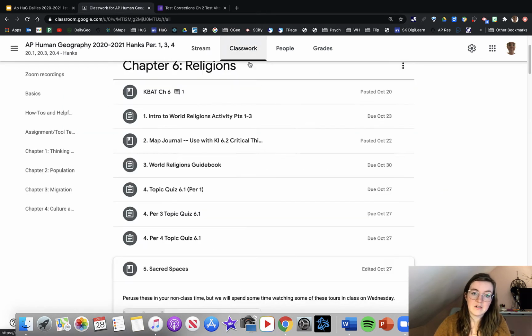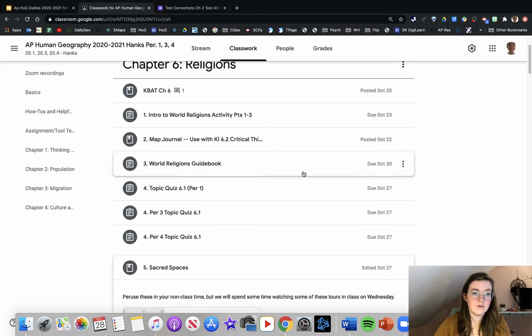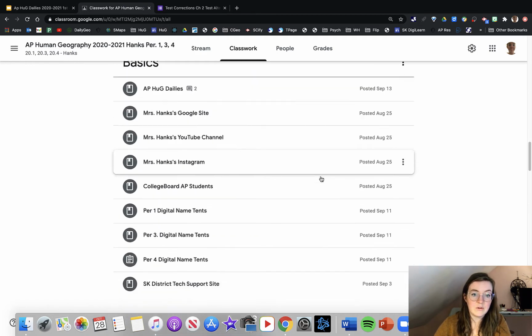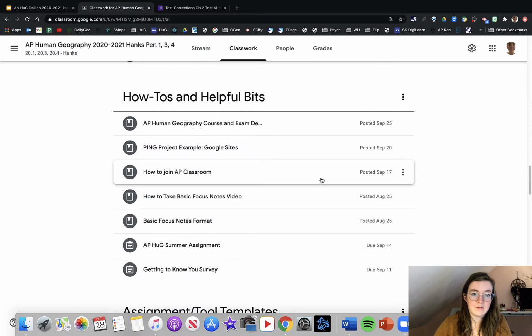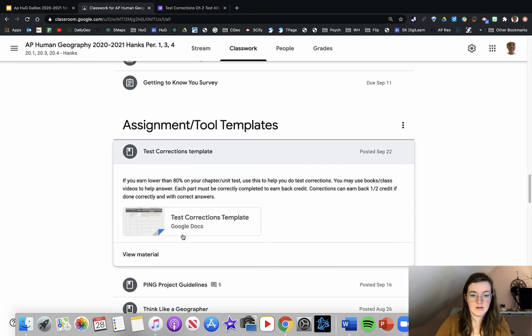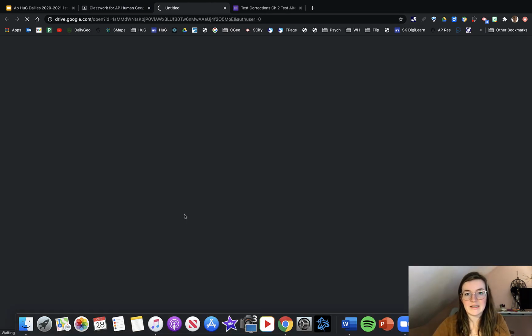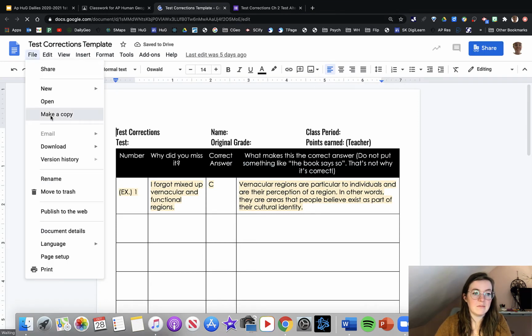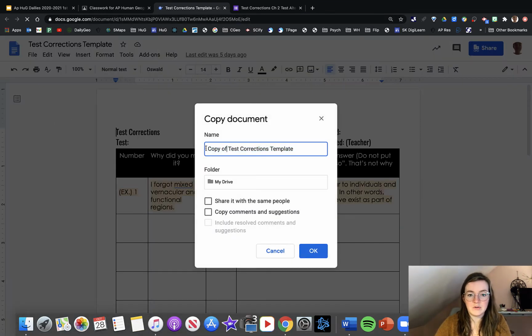The other thing you're going to need is to go to our Google Classroom and to go down to the assignment and tool templates. So in here, you're going to have something called test corrections template, and you're going to click on that. You are going to go to file and make a copy. You're going to put your name in here.